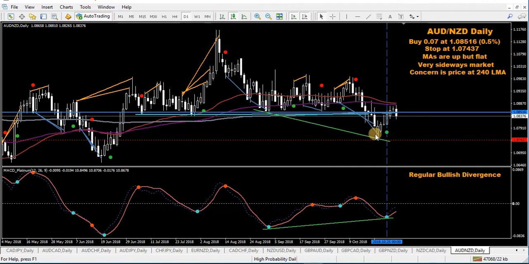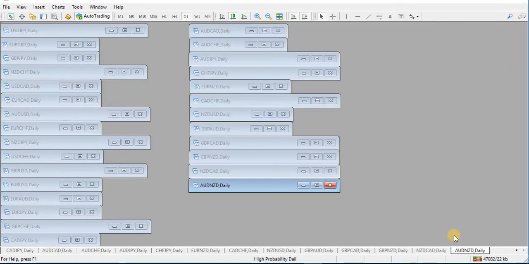Aussie New Zealand took a buy last week sometime. Went up a little bit. It's struggling a bit and dropped down again today. There's no stop in place. All pretty straightforward. So that's it for the high probability daily charts.